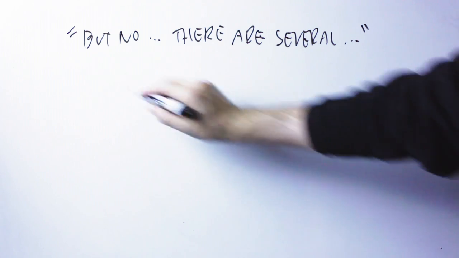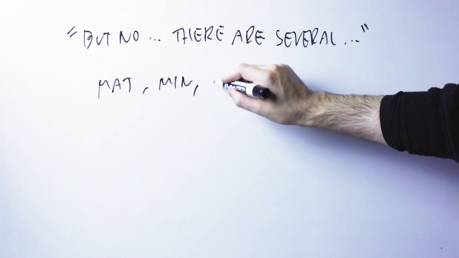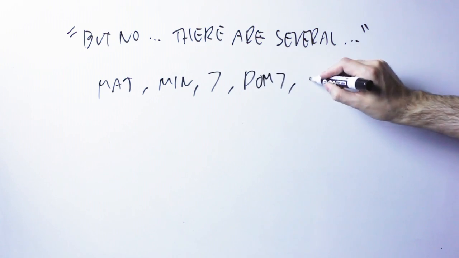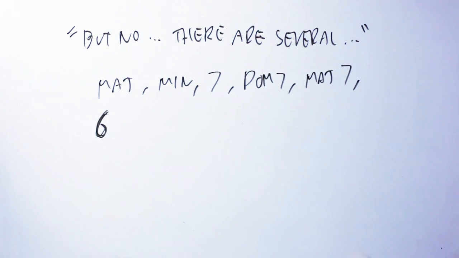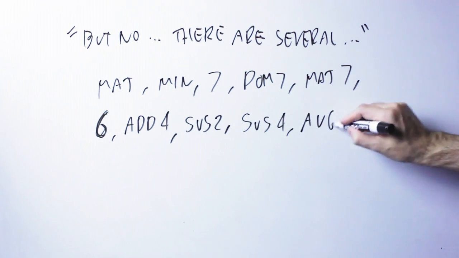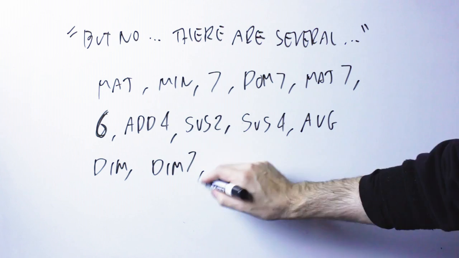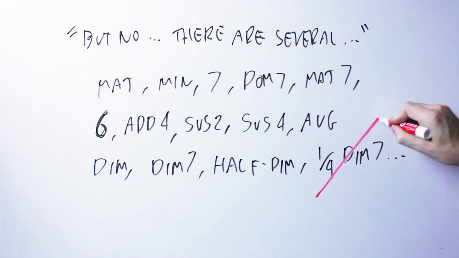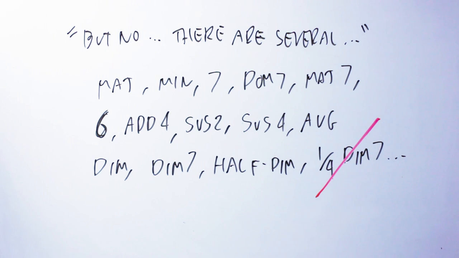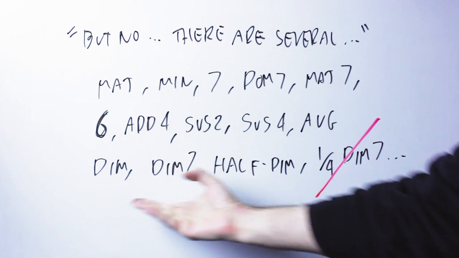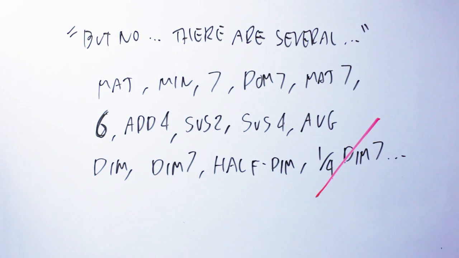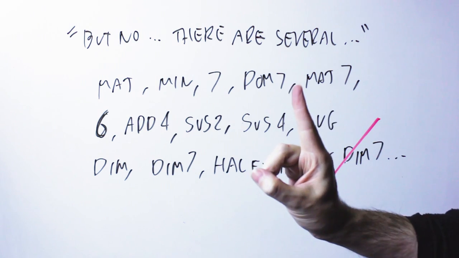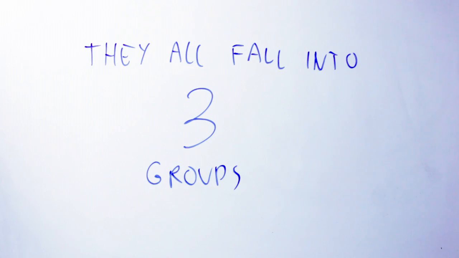I mean, we have chords like major chords and minor chords, and 7 chords, dominant 7 chords, and major 7th chord, and 6th chord, and add 4 chords, and sus2 chord, sus4 chord, augmented chord, diminished 7th chord, half diminished 7th chord, quarter diminished 7th chord. No, I invented this last one to make sure you guys were paying attention. Anyway, it looks like there are a lot of kinds of chords, right? But they all fall in 3 groups, or at least, that's the theory.